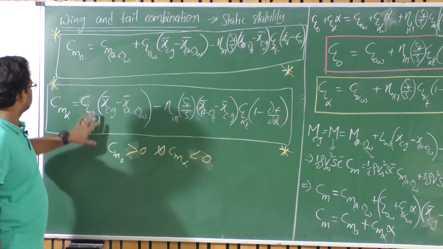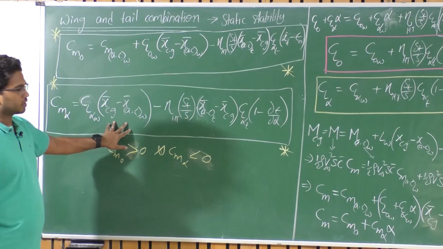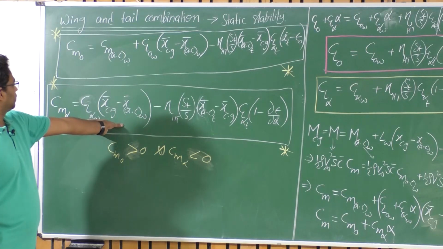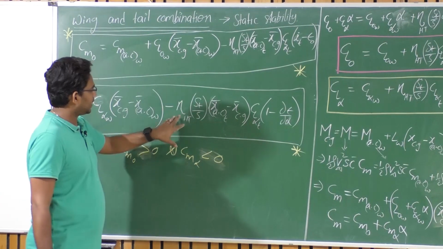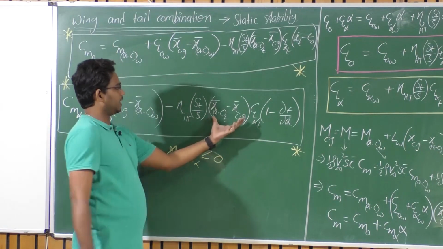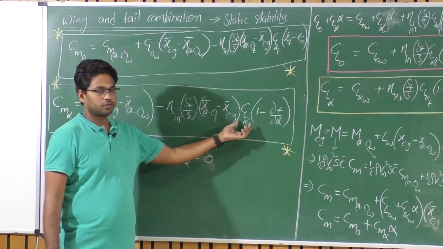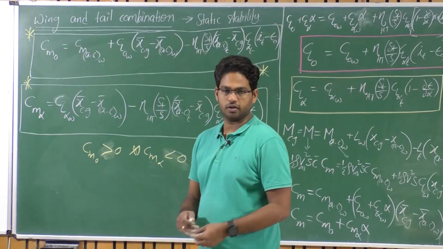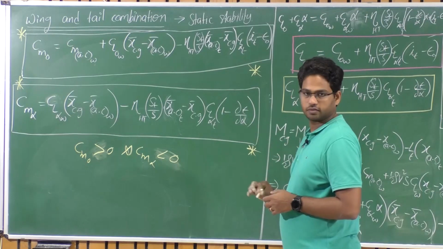So look at this particular expression. For Cm alpha to be less than 0, say if the CG is behind the aerodynamic center, this contributes towards positive pitching moment, right? So this first term contributes towards positive pitching moment because CL alpha, of course we know it's positive. Eta is positive, St upon S is positive, and then the tail is behind the CG, right? This is positive, and CL alpha is positive. So 1 minus dou epsilon by dou alpha is always less than or equal to 1 at maximum, right? So yeah, the second term is negative.